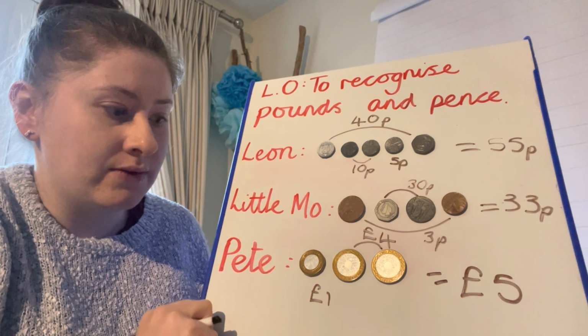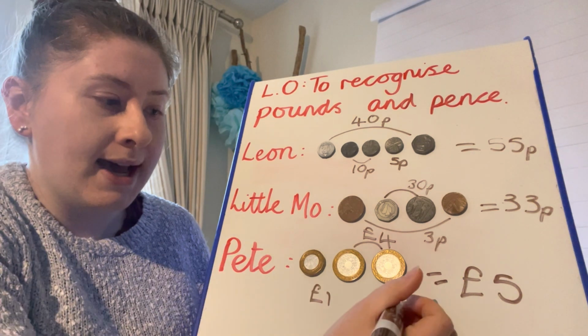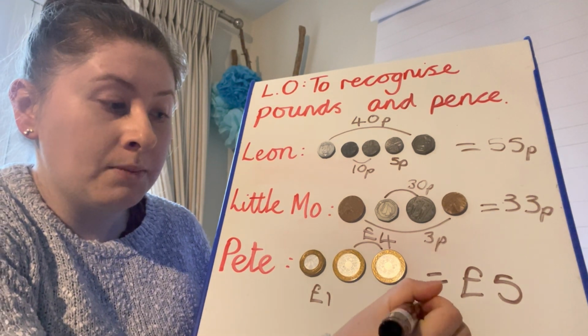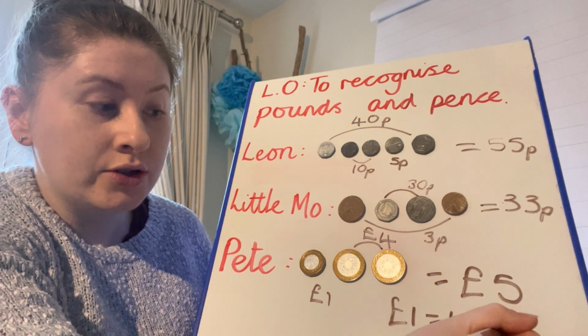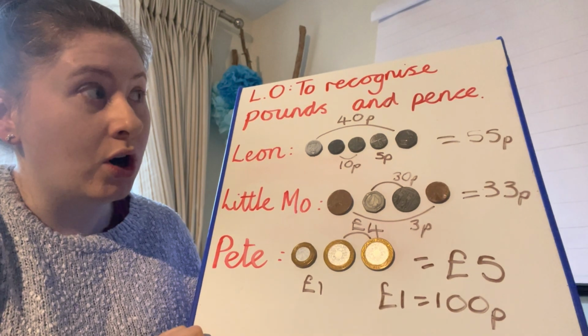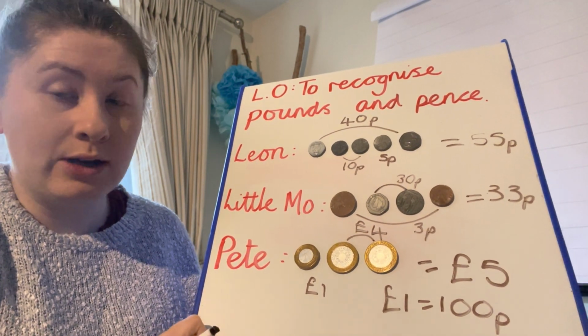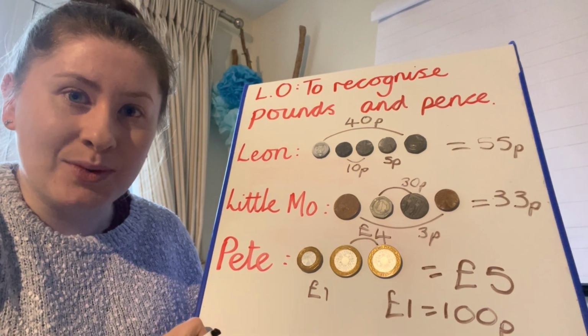or the size of the coins, because I know that £1 equals 100 pence. So I haven't even got a pound for little Mo or Leon because I haven't got to 100 pence yet. Right, let's move on to our next question.